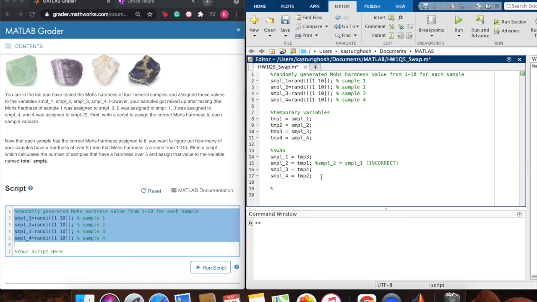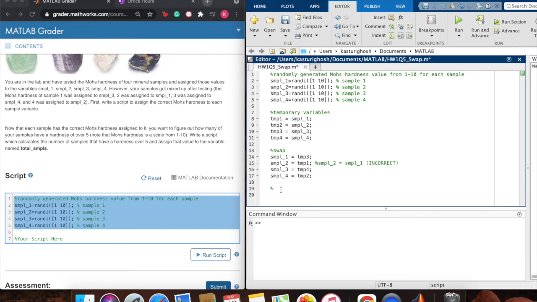Okay, so now we have the next part of the question. Each sample has the correct Mohs hardness assigned to it. Now I want to figure out how many of my samples have a hardness over 5. So what I need to do is figure out if the new values of these samples are above 5. I'm going to define a bunch of new variables. I'm going to call them LG1, LG2, LG3, and LG4.